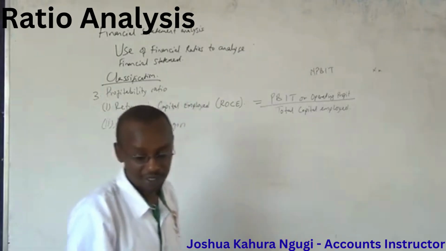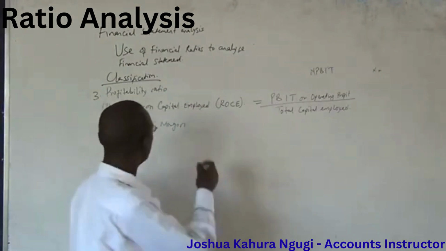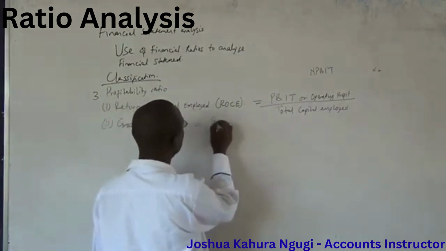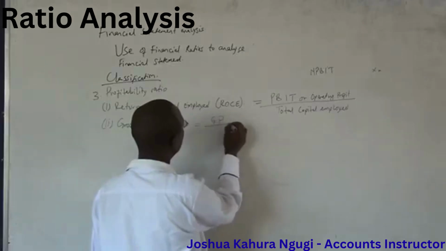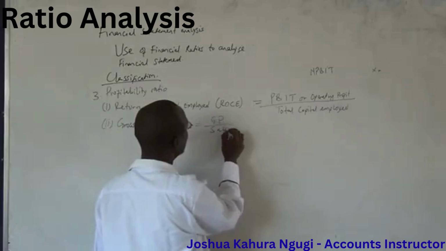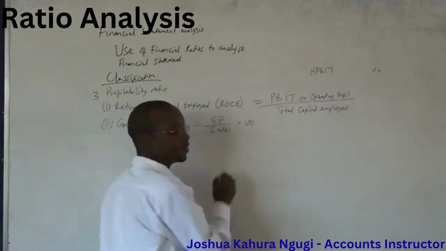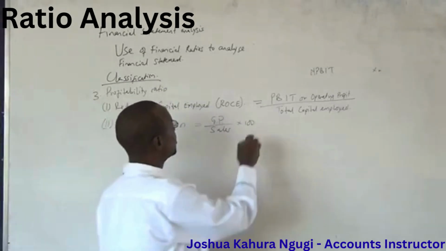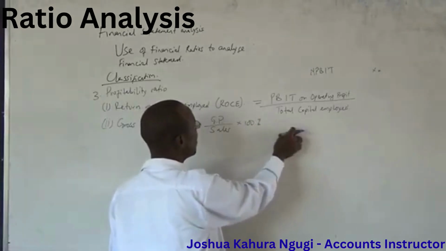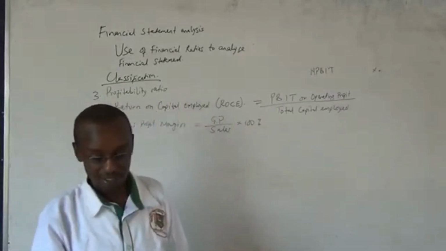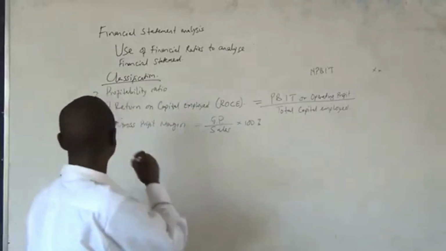So gross profit margin is given by gross profit over sales times 100. And you put percent so that whatever you get here will be a percentage. Then we have net profit margin.